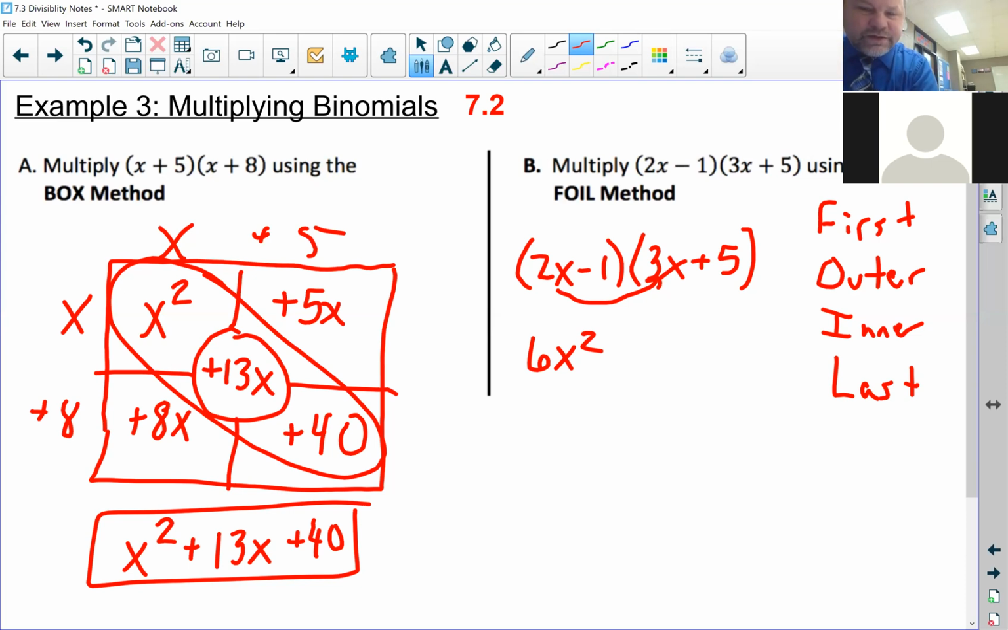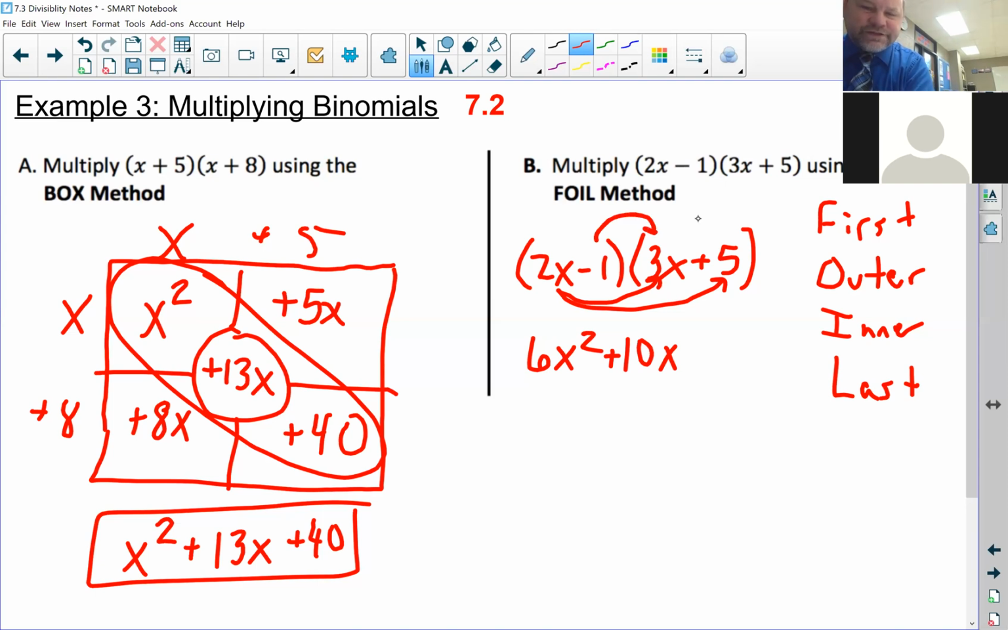Then we take the outer term, so the outside term on the first binomial is 2x. The outside term on the second binomial is the 5. So that gives us 10x. And that would be one of the two, either the upper right or the lower left box in the box method.